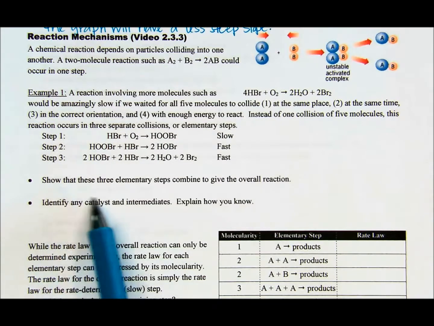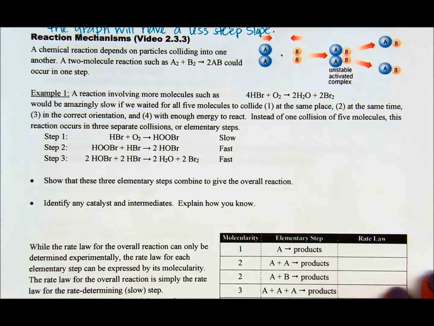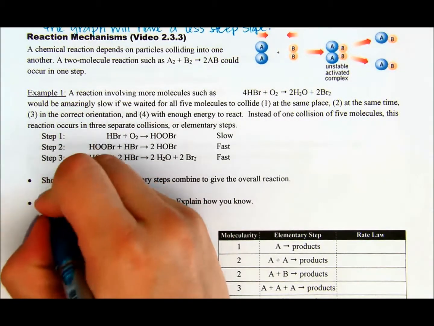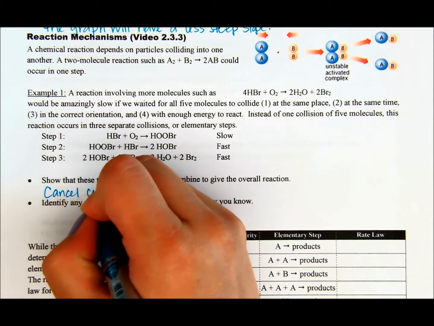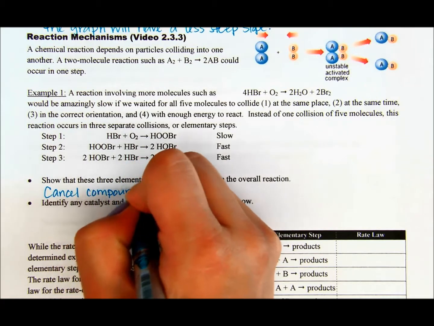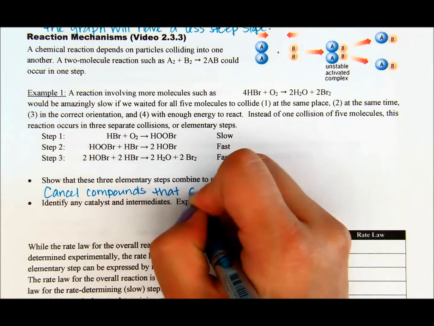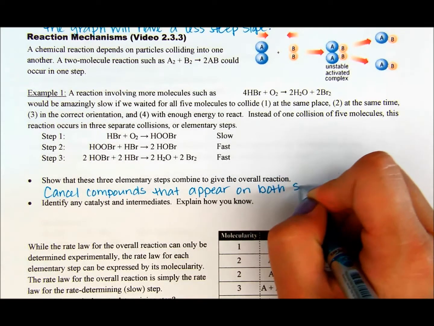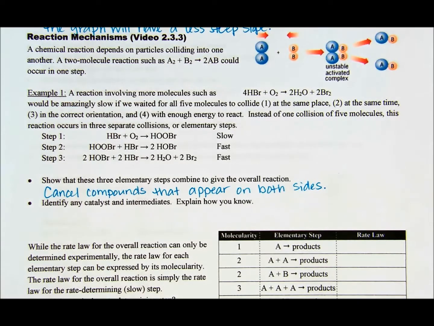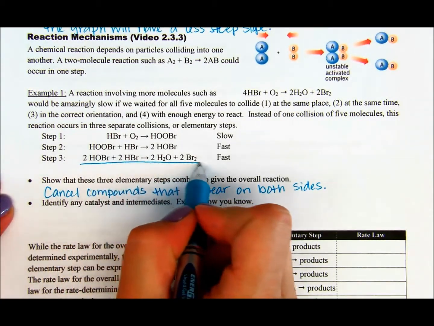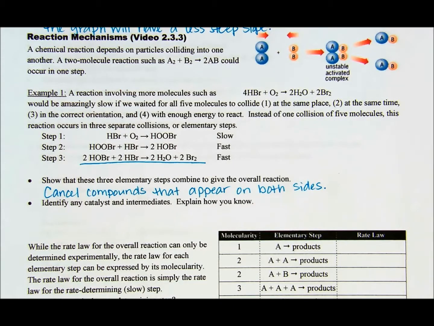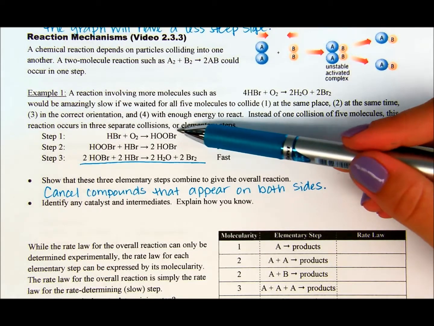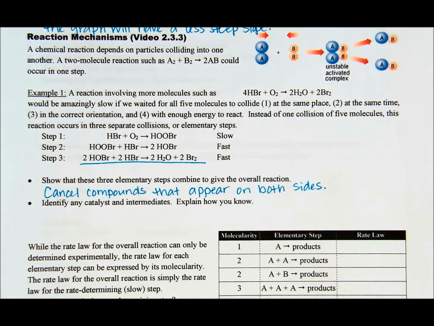Okay, show that these 3 elementary steps combine to give the overall reaction. So just like we've been doing before, we're going to cancel out compounds here that appear on both sides. So I'd like you to go ahead and pause the video now, and I want you to actually go through and cancel anything that appears on both sides and write the overall reaction to prove to yourself that this reaction comes from these individual steps.